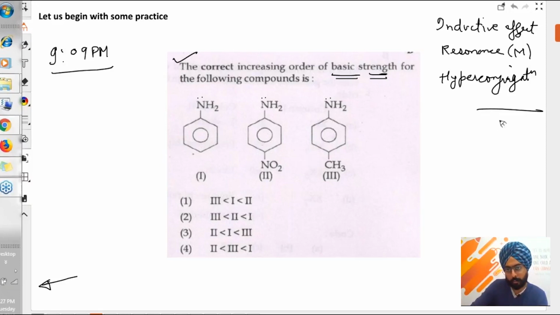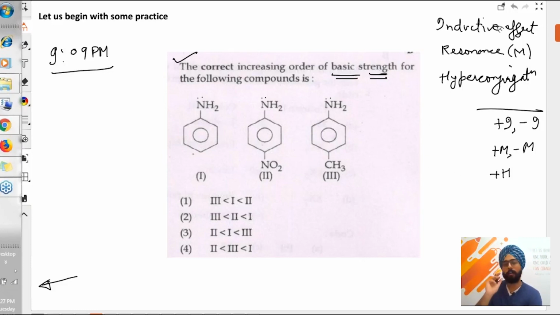The types of effects could be plus I, which is inductive effect that is releasing in nature. It could be a minus I, inductive effect, which is withdrawing in nature. Similarly, plus M and minus M, and hyperconjugation always releases electrons. So that would be plus H. All right. Plus I, plus M, plus H.